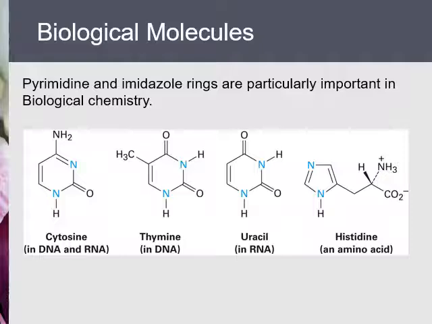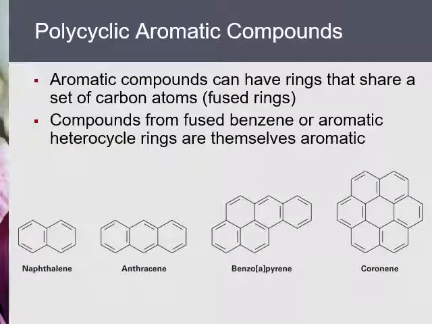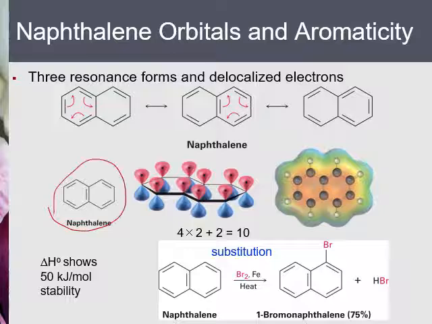Here shows some biological molecules that are heterocyclic aromatic compounds. Here shows some polycyclic aromatic compounds with fused rings: naphthalene, anthracene, benzopyrene, coronene. Naphthalene contains 2 benzene rings fused together. It has 10 carbons. It is aromatic because each carbon has 1 electron in its p orbital, and the total pi electrons is 10. Therefore, this molecule is a planar, cyclic, conjugated system with 10 electrons, which obeys the 4n+2 rule.